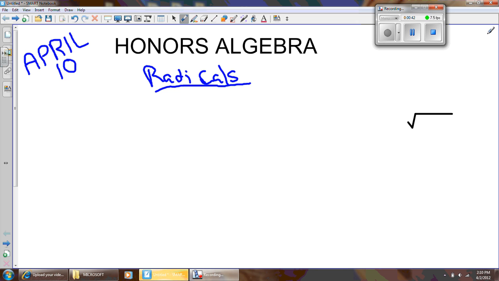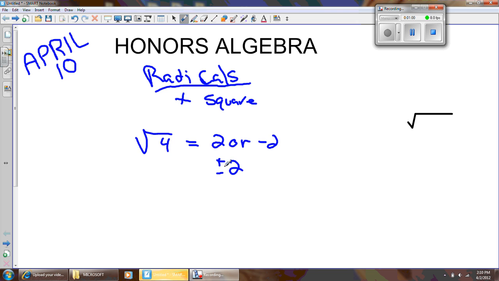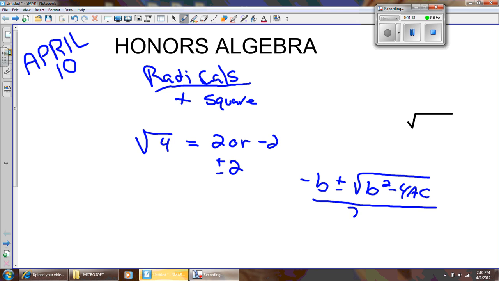All right, now a radical. What is a radical? A radical simply is the positive square root. Remember that the square root of 4 does not equal 2. It equals 2 or negative 2, or if you're lazy like me, you might have written it plus or minus 2. Every square root has a positive and a negative. Well, the radical is the positive, and that's why in the quadratic formula it's negative b plus or minus the square root of b squared minus 4ac, and the whole thing is over 2a, right?